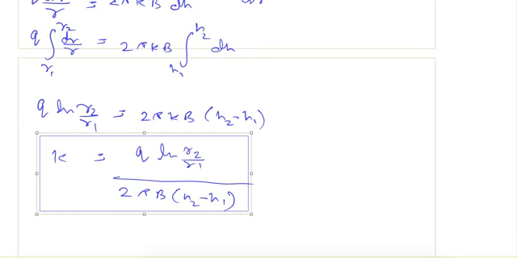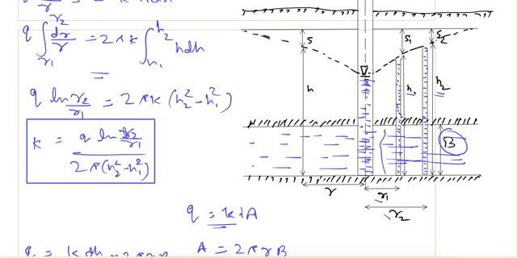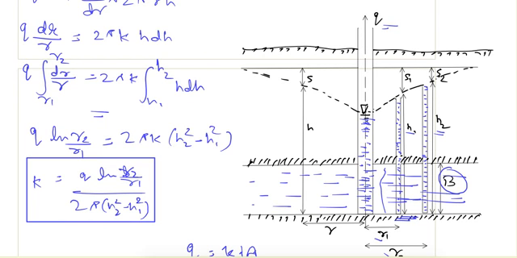One thing to notice here is that the heads which we have taken in this equation, h1 and h2, are measured from the bottom of the aquifer. So it is measured from this surface. Sometimes in the question the drawdown will be given. Drawdown means how much the water surface has fallen. If this was the water surface before the starting of the test, it has fallen to some value, let's say S1, and similarly it has fallen to some value S2.